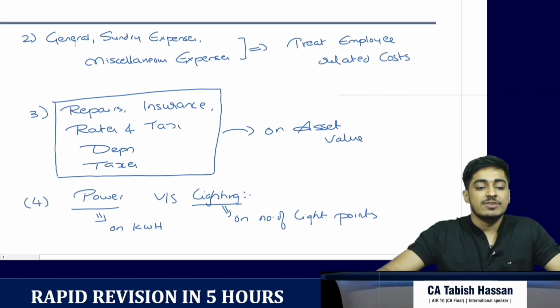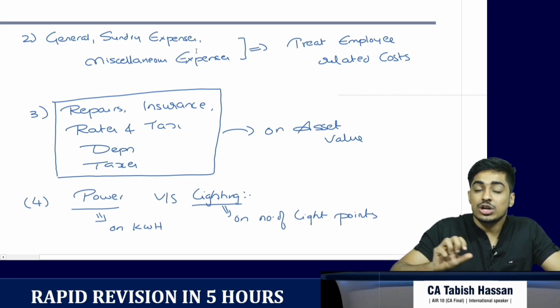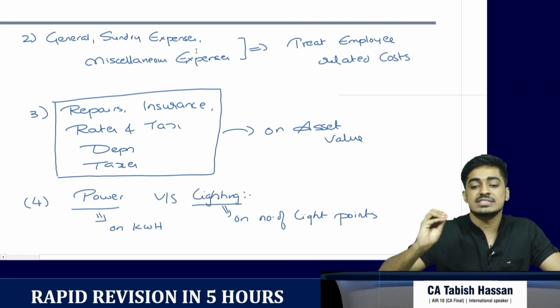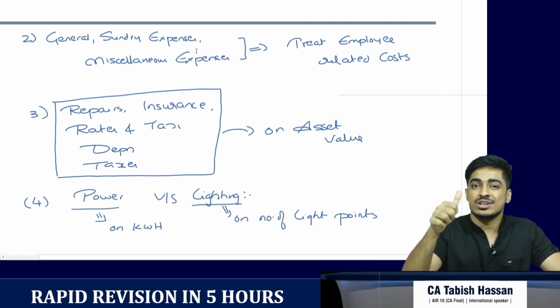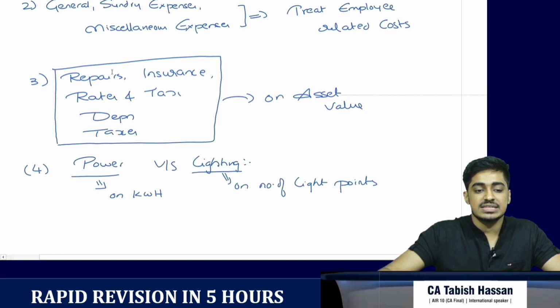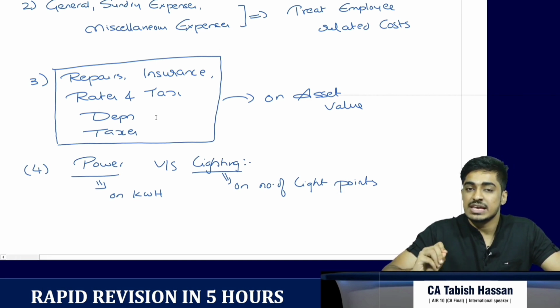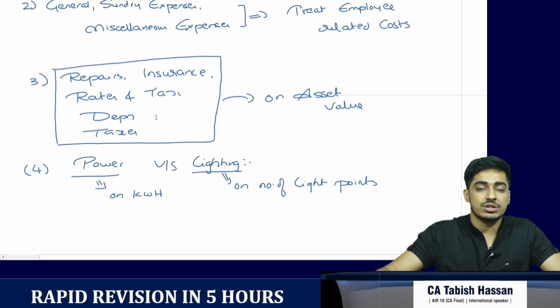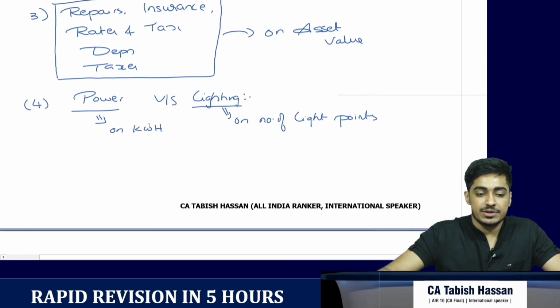Next, if the question tells general, sundry expenses, miscellaneous expenses, on what basis should we distribute? We treat it as employee related cost, and based on number of employees or labor cost, we distribute it. And next is repairs, insurance, rates and taxes, depreciation. All these are dependent on asset value. So we will distribute it based on the proportion of asset value.